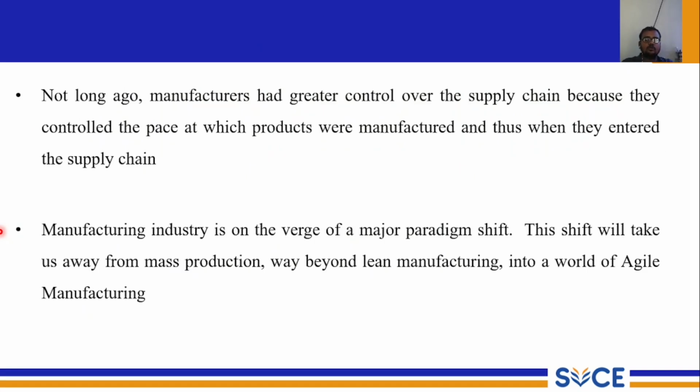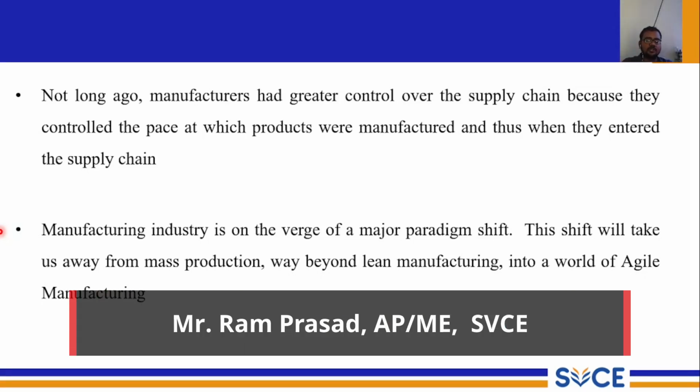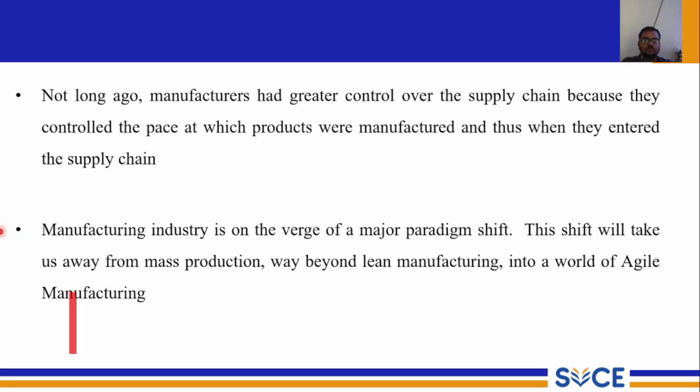Not long ago, we see that manufacturers had greater control over the supply chain because they controlled the pace at which products were manufactured, and thus when they entered into the supply chain, they were able to control how much material was coming in, and how much product they would be able to produce. So now, industrial evolution has happened over the years. Everyone knows that we are right now in the evolution of industry 4.0, and it's not far that we'll be moving on to the next revolution of industry 5.0.